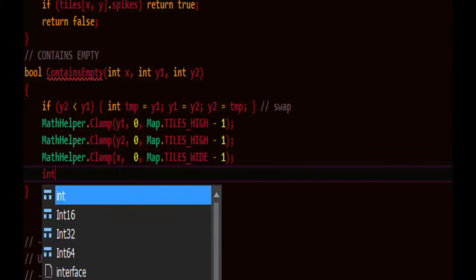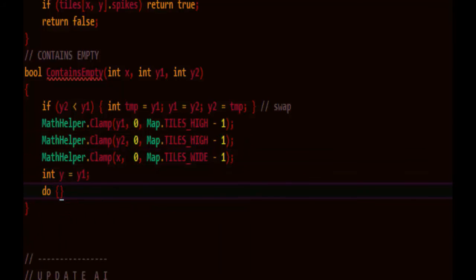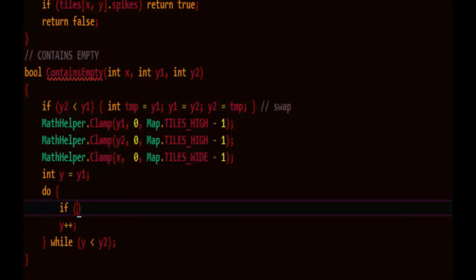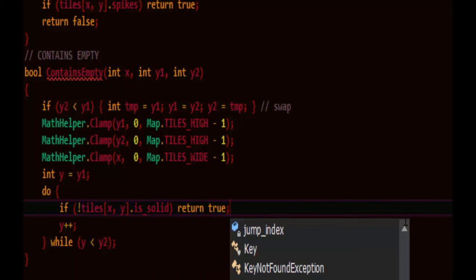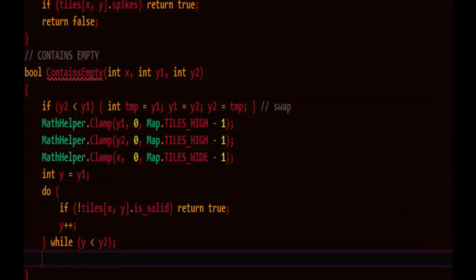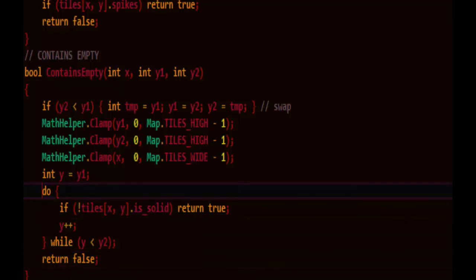Okay, let's go int y equals y1; y less than y2; y plus plus. If not solid at x comma y, so that would be empty, return true. So as soon as we find an empty tile within that span, we can say, yep, there's an empty tile somewhere within this span here. So the monster can go ahead and try to jump. Chances are good he'll be able to jump with success and get over the obstacle or get on top of it. Otherwise, we're returning false.